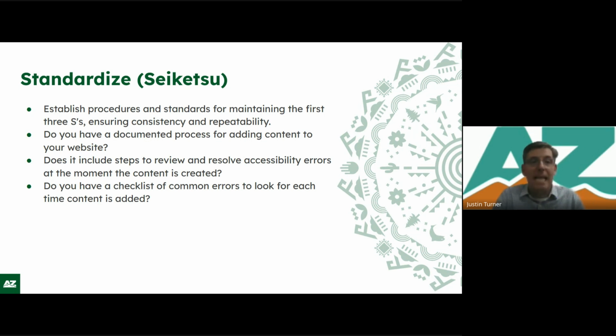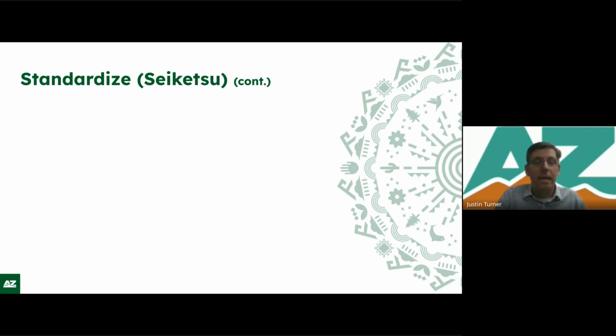Which brings me to the last thing. If you have a documented process and it does talk about reviewing and resolving accessibility errors, also include a checklist of errors that you see most often on your website, so that you can remind them to fix those before publishing, and before somebody has to go back and fix an issue after the fact.